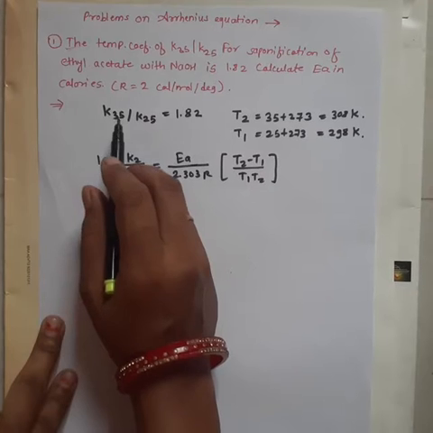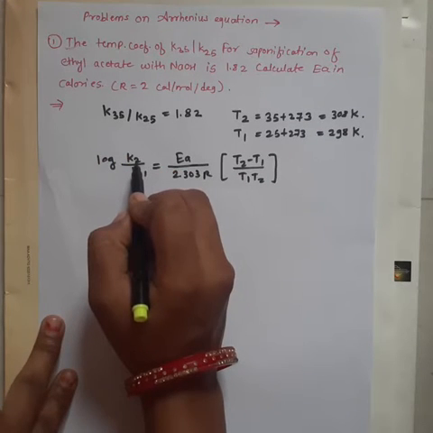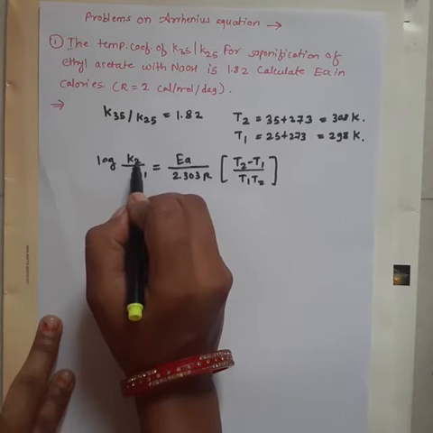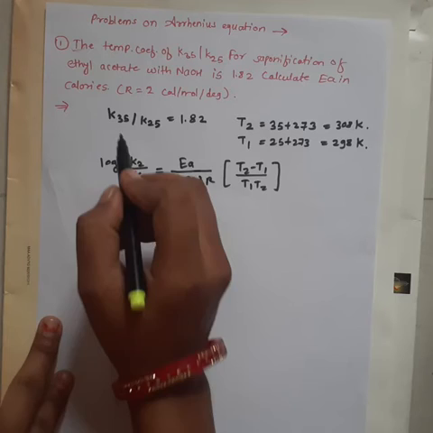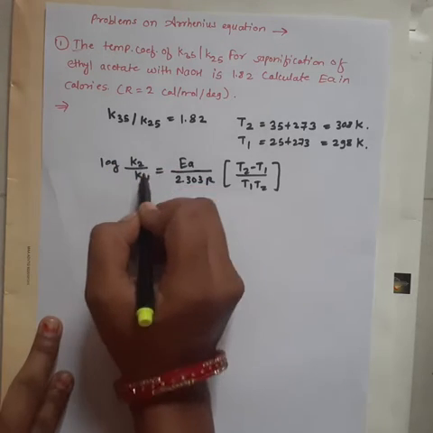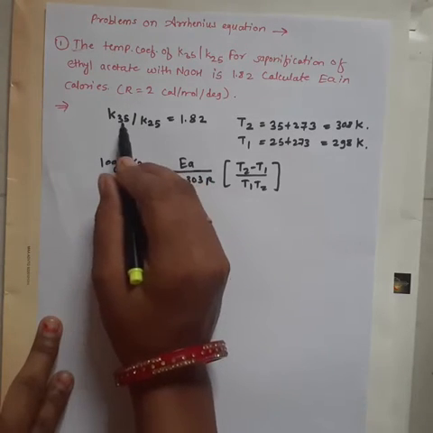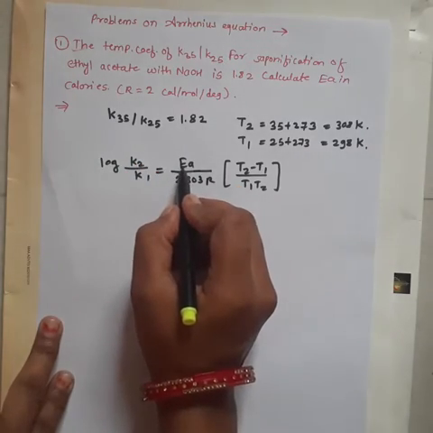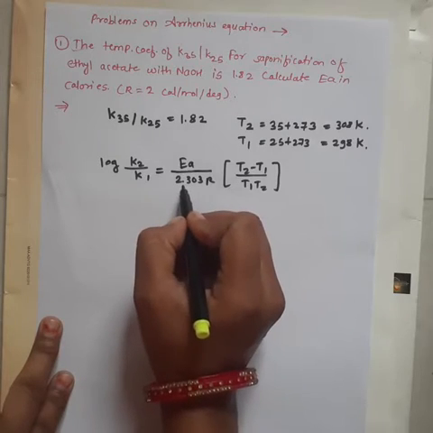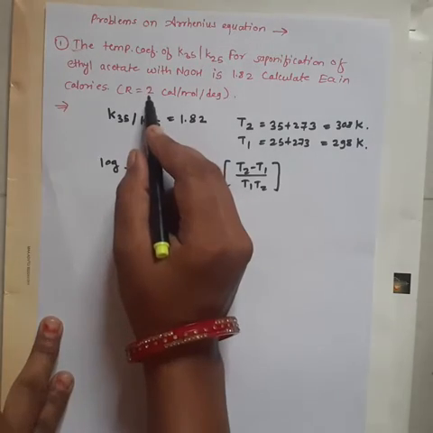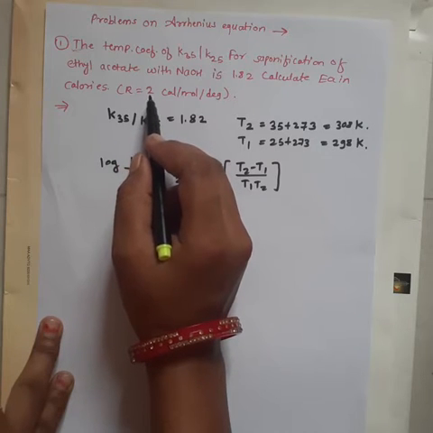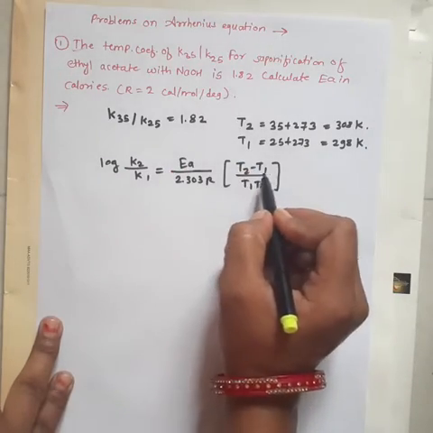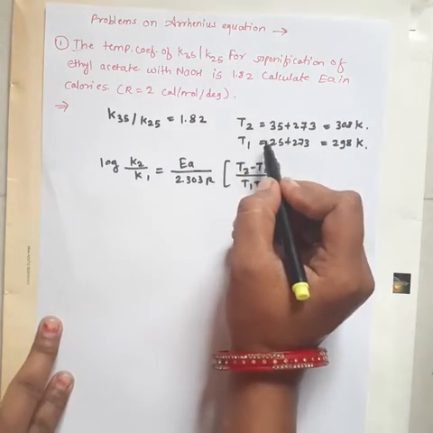K2 upon K1, that is K35 upon K25. K2 is the higher rate constant, K1 is the lower rate constant. Means K2 is at higher temperature and K1 is at lower temperature. So K2 means K35 and K1 means K25. Therefore K35 upon K25 is given as 1.82. EA, that is activation energy, we have to calculate. Here 2.303 R, R is the gas constant. The value of gas constant is also given, that is 2 calories per mole per degree.